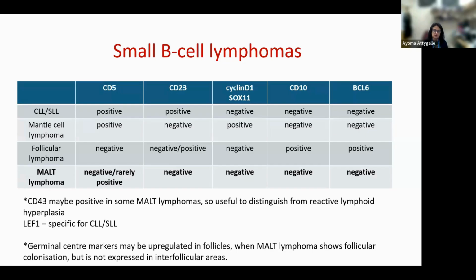So when it's very early MALT lymphoma, and you have spillage of cells from the base and creeping up, and you see the CD43 positivity in the B cells, that is very helpful. So CD10, as we know, will be negative in this case. And also something which is important to recognize, which can be very confusing in the lymph node setting, it can also happen in nodal marginal zone lymphoma. Some germinal center markers may be upregulated in the follicles when MALT lymphoma shows follicular colonization, but it is not present in the interfollicular areas.